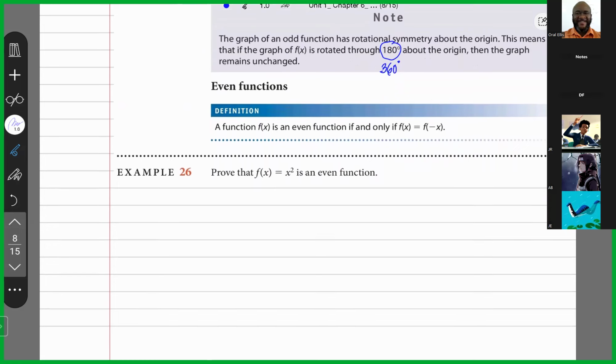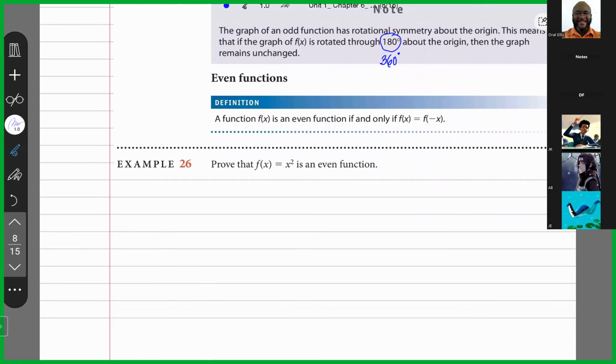Let's talk about an even function. A function f of x is an even function if and only if f of x is equal to f of minus x. All right, please take a minute and have a look at example 26.